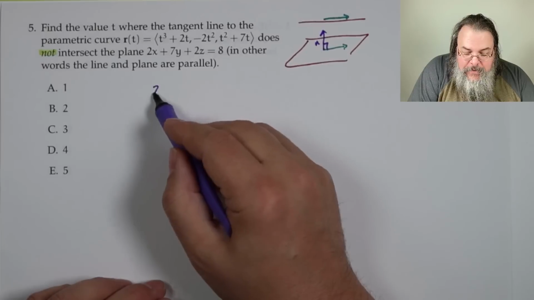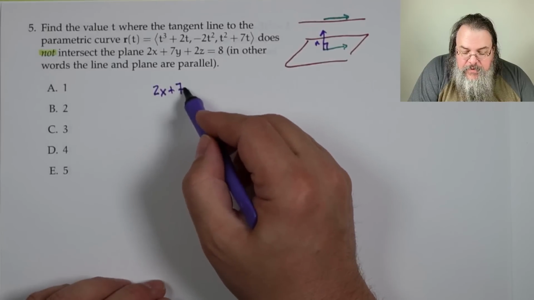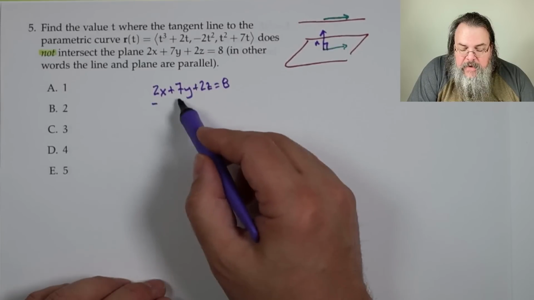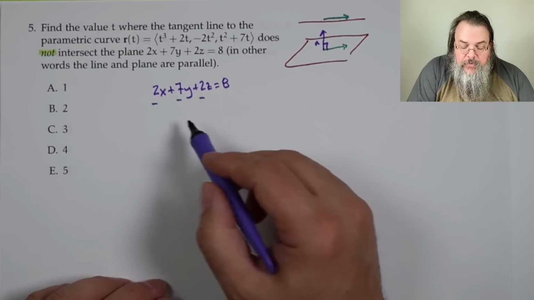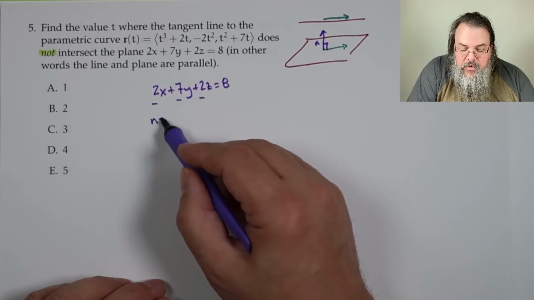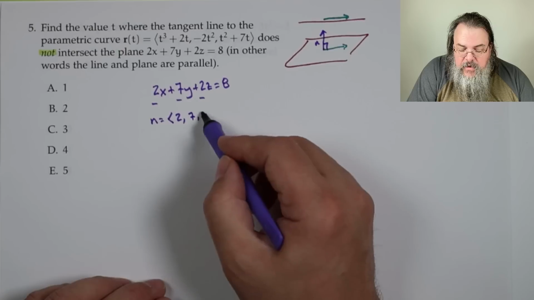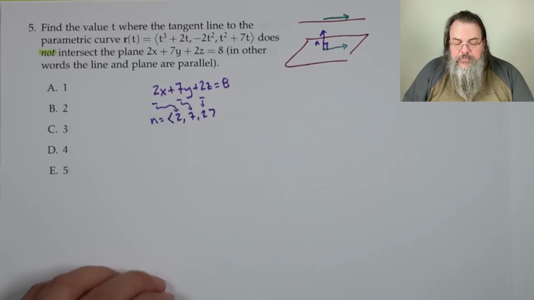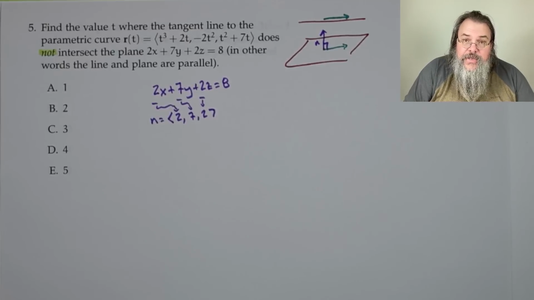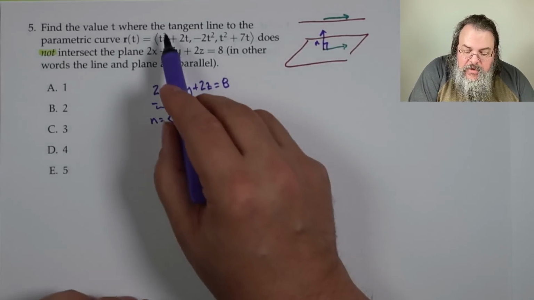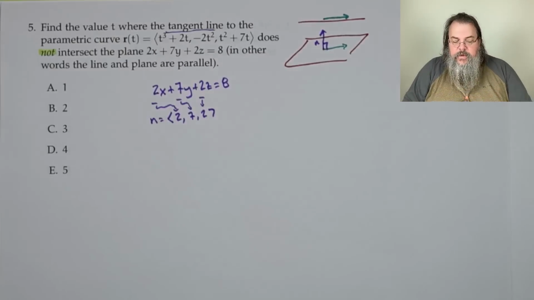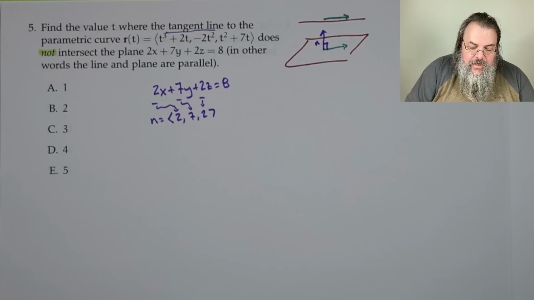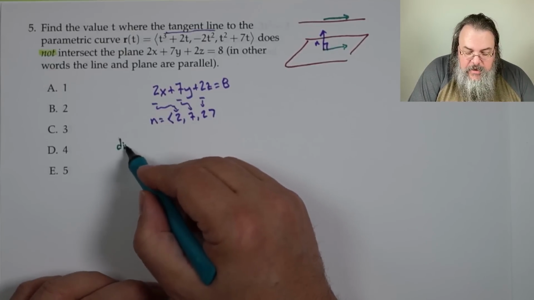So we have our plane 2x plus 7y plus 2z equals 8. By reading off the coefficients in front of the x, y, z terms, we get our normal. So our normal is 2, 7, 2. You just read off the coefficients. Now, the direction of our tangent line will be what? Well, that comes from looking at the derivative.